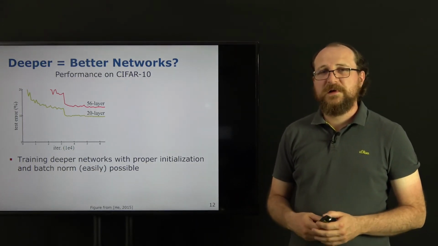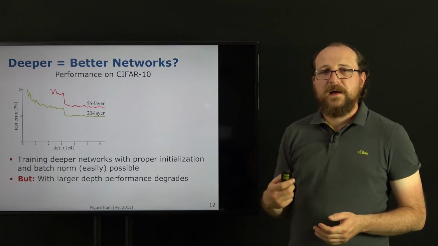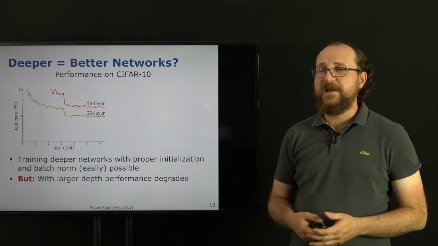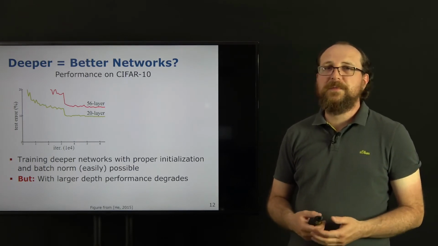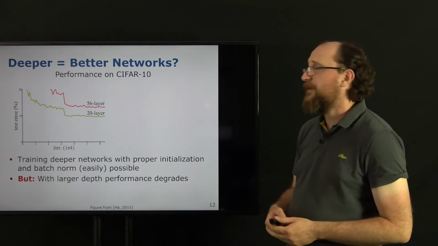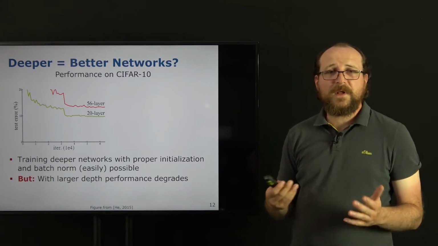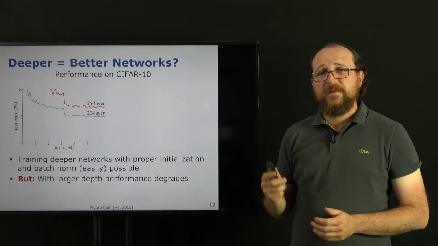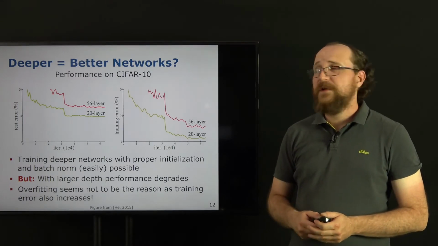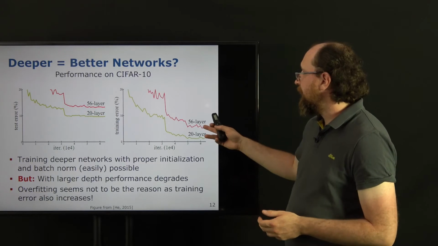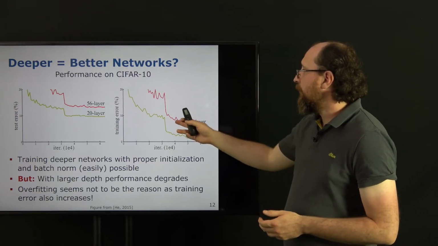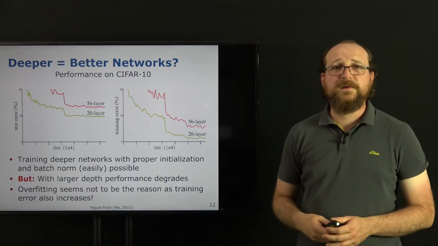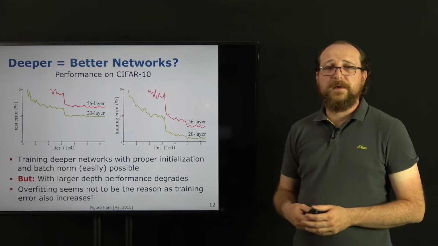So with this larger depth, you get degrading performance. What might be the reason for this? One obvious reason might be that with the CIFAR-10 dataset, we are overfitting, so there is not enough data available. But when we look at the training error, we also see that the 56-layer network gets a worse performance on the training set. That means it's not overfitting. There must be another reason why this is happening.